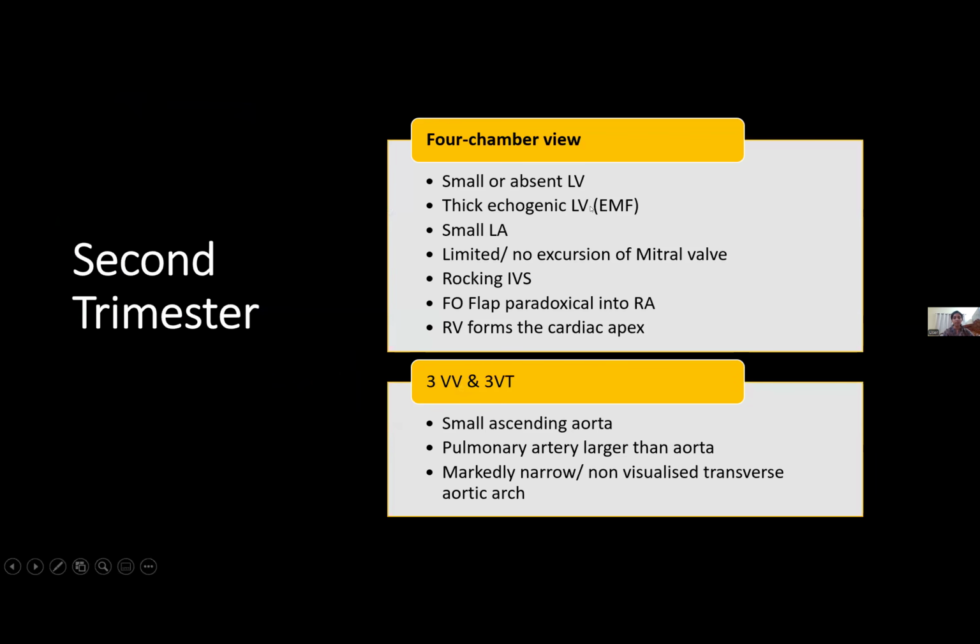The key second trimester findings of HLHS include a small or absent left ventricle, endocardial fibroelastosis, hypoplastic left atrium, restricted mitral valve motion, and a rocking interventricular septum, with the foramen ovale flap bowing paradoxically into the right atrium. The right ventricle forms the cardiac apex. On the 3-vessel view and 3-vessel trachea view, there can be a small ascending aorta, a pulmonary artery larger than the aorta, and a markedly narrow or non-visualized transverse aortic arch.